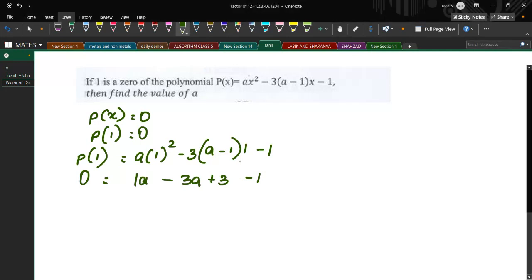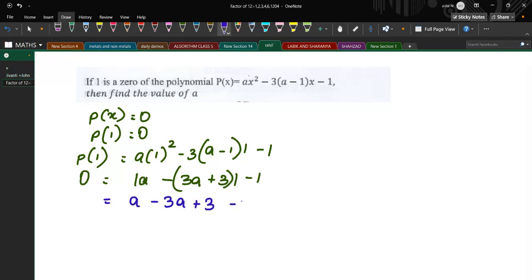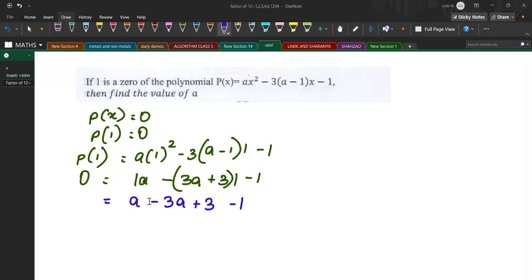No, this is next to the bracket. So the whole thing we have to multiply. This whole thing we have to multiply by 1. And that minus 1 is separate. So it will be a minus 3a plus 3 minus 1. Okay, it will look like this.